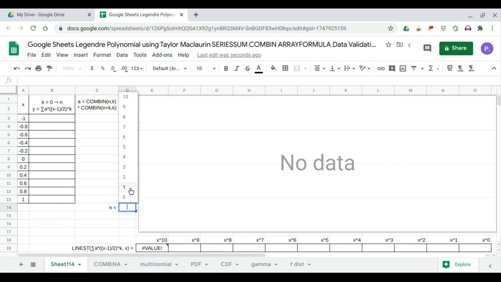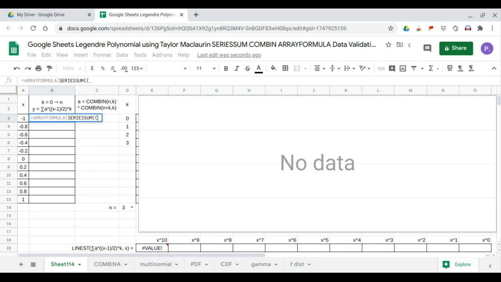So n equals 1, value of k is 0, 1, n equals 2, value of k is 0, 1, 2, n equals 3, value of k is 0, 1, 2, 3. Now we can generate the Taylor-Maclaurin series sum using our array formula. Series sum. This is x minus 1.